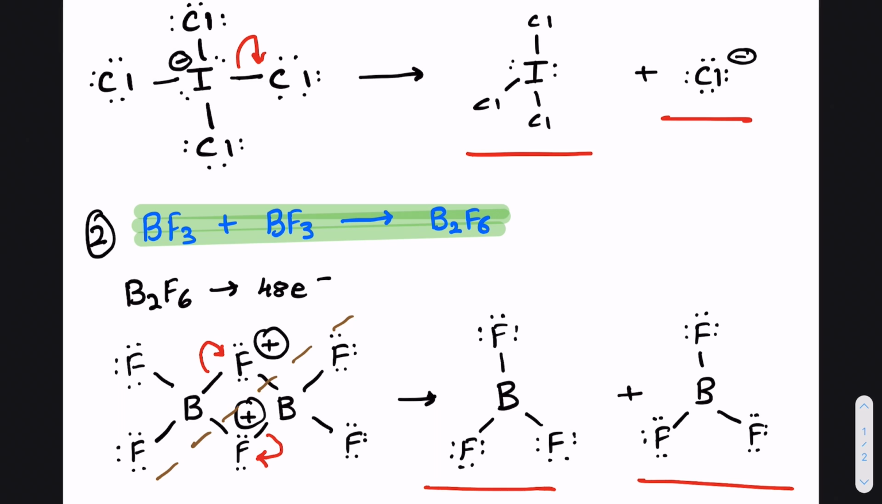Again, boron is one of the exceptions that don't follow the octet, so it only has 3 bonds around it rather than the typical 4. So that's all for today.